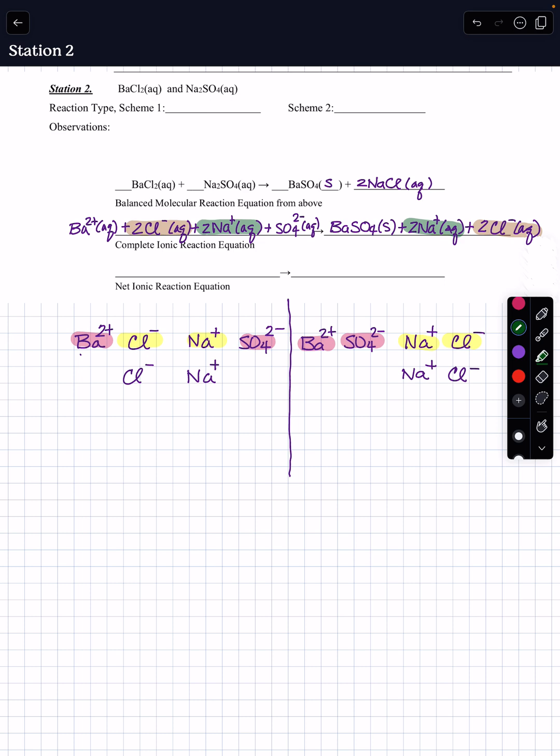So we're going to leave those highlighted spectator ions out, and we're just going to copy down what's left. So we've got barium 2+, aqueous, plus sulfate 2-, aqueous, and that's going to give us BaSO4, barium sulfate, solid. And that is our net ionic equation. Hope that helps.